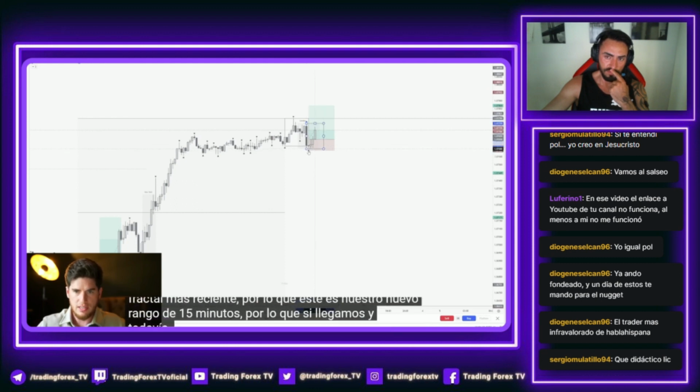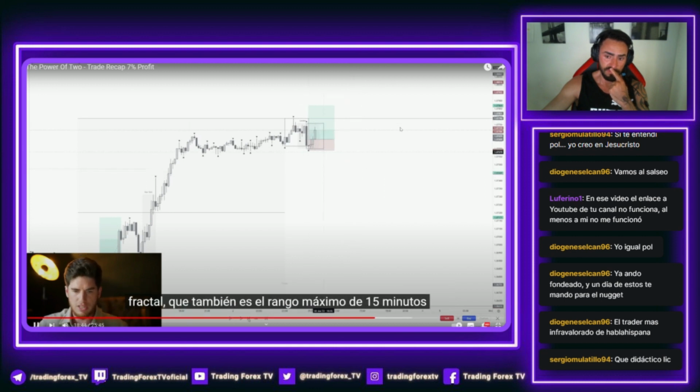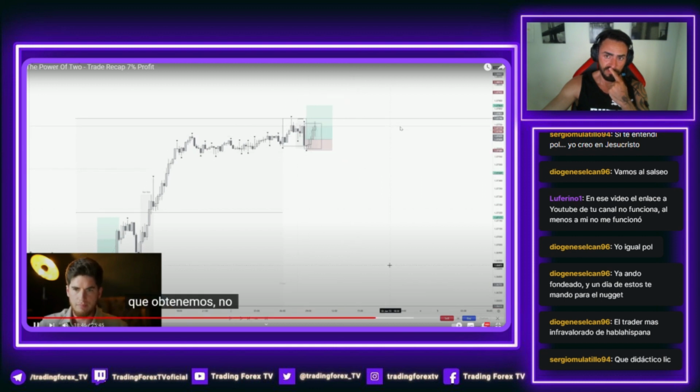So if we get, and we're still inside London session, and we're very close, if we get a sweep of this fractal, which is also the 15-minute range high, which we get, it doesn't matter what candle that closes, as long as the candle does close.